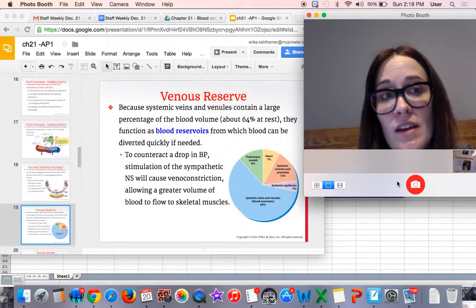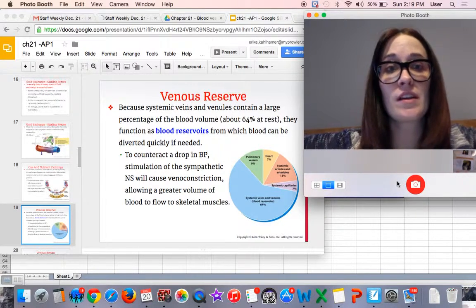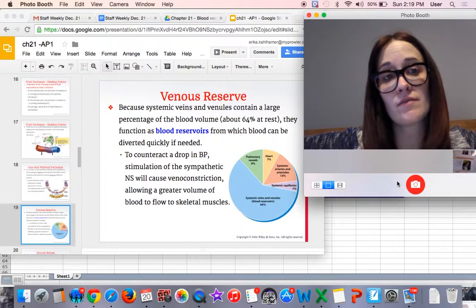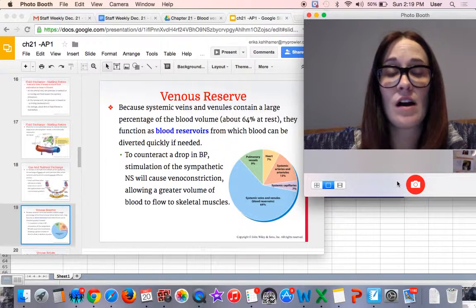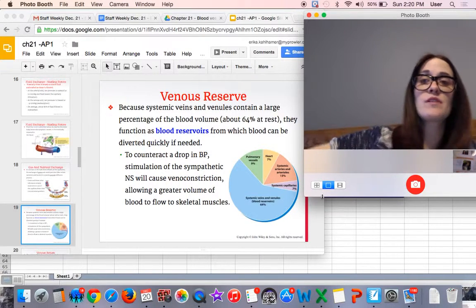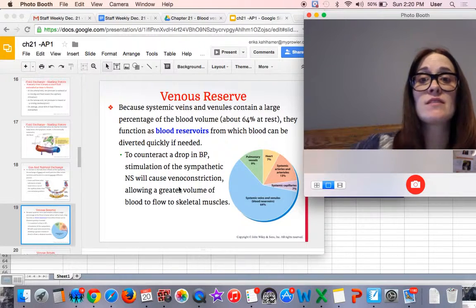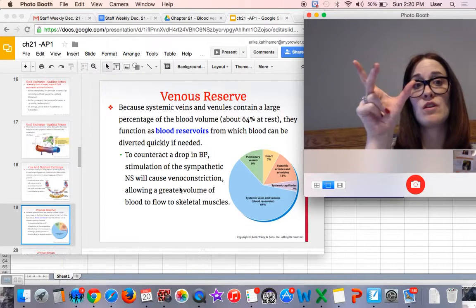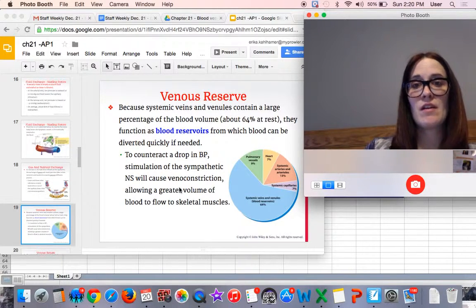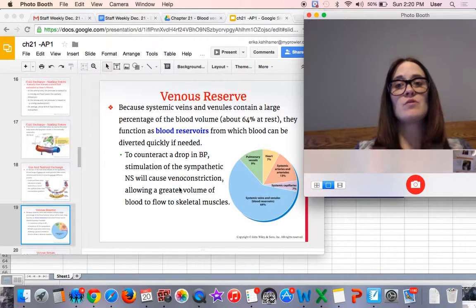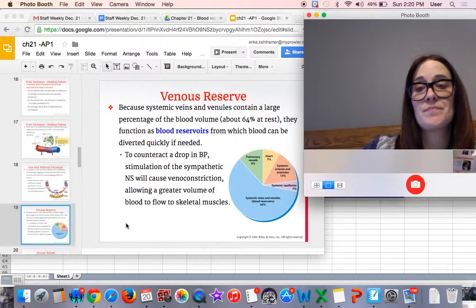Cool thing is if blood is needed quickly, blood can be diverted quickly to the heart via the veins. So for example, if you have a drop in blood pressure quickly, your nervous system can stimulate your veins to venoconstrict. So the veins will tighten and it will push the blood up towards your heart at a greater volume.